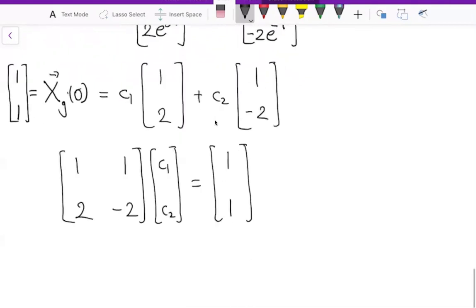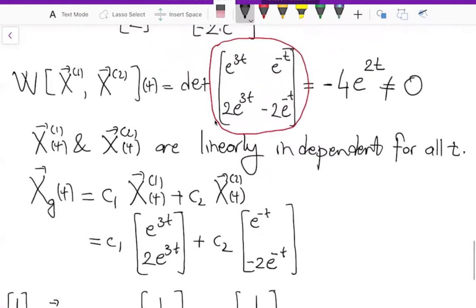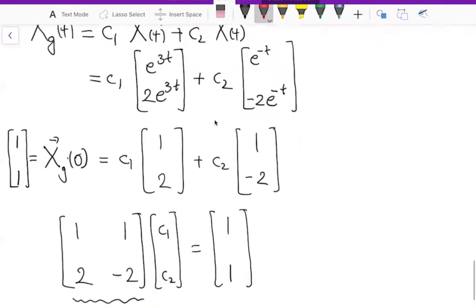But we know this matrix is already invertible. How do we know that? Because it's exactly the fundamental matrix where you are plugging in 0. So it's going to be invertible, and actually we know its determinant is going to be -4.